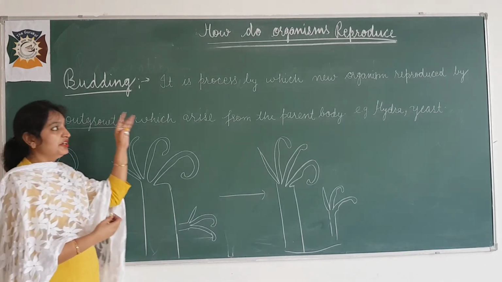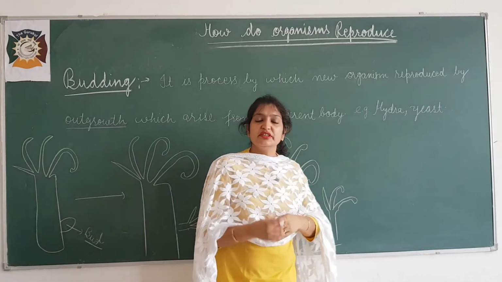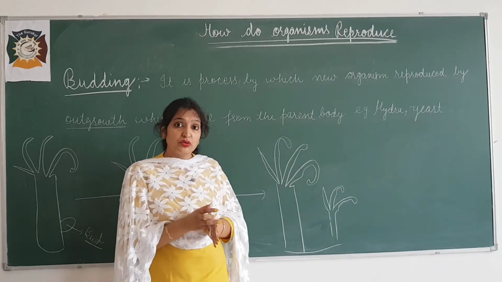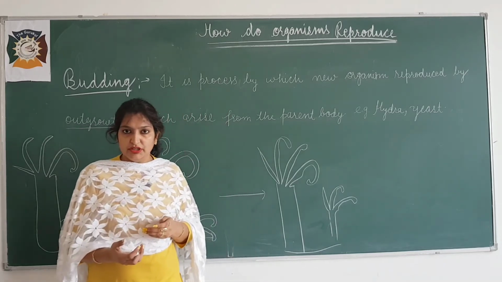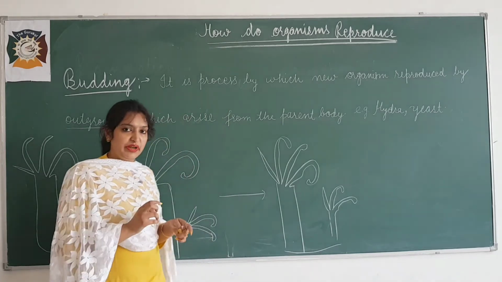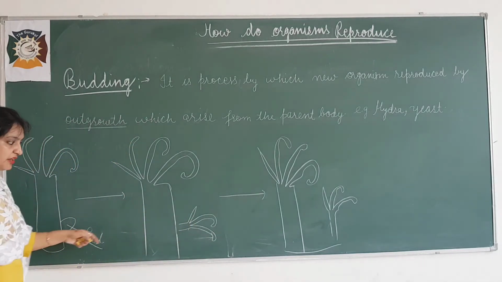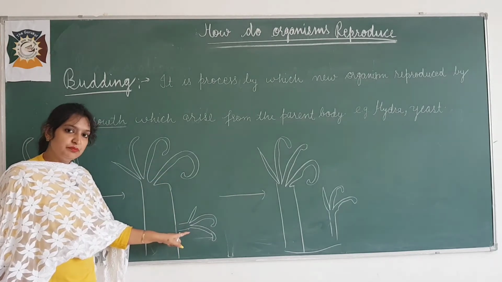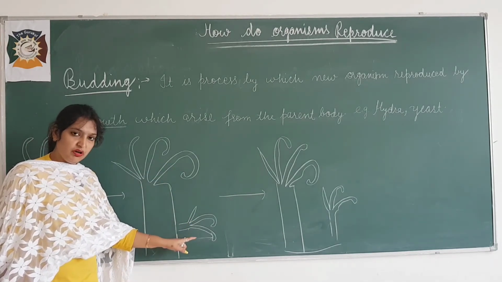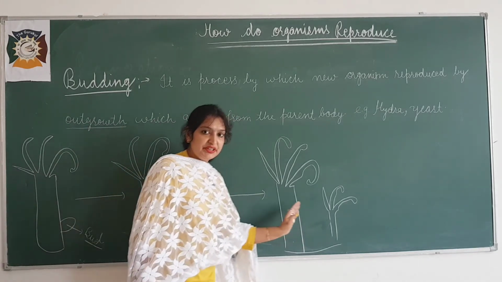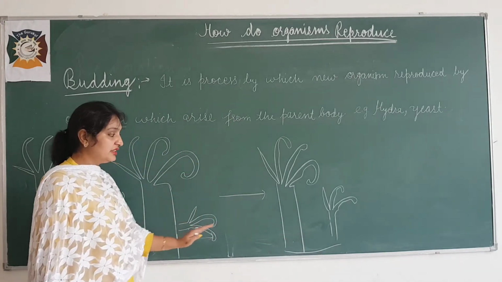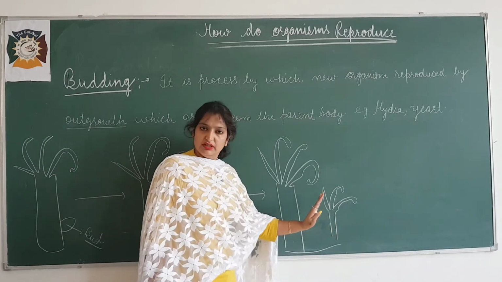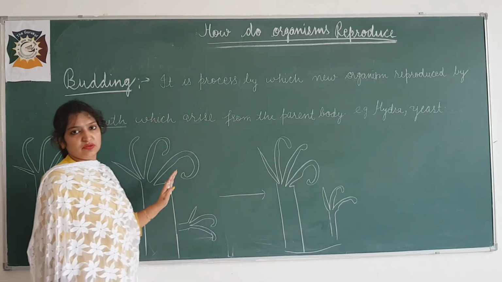Again I repeat, it is the process in which an organism reproduces by outgrowth, which arises from the parent body, and these outgrowths are known as buds, and the bud fully grows like its parent. And when the bud becomes fully mature, then it detaches, means separates, from the parent body and forms a new separate individual. Is it clear beta? That process is known as budding.